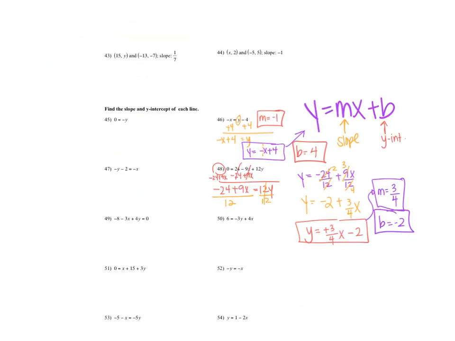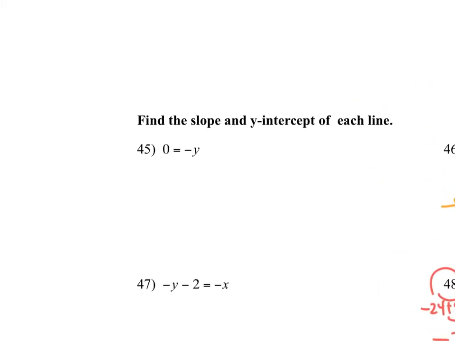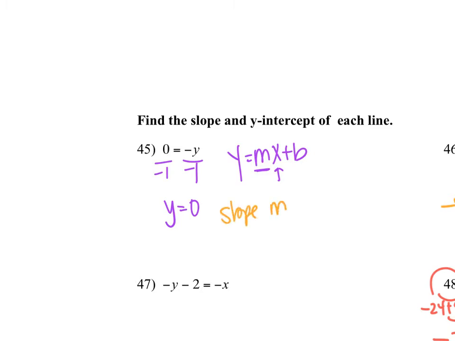So let's take a look at something that looks maybe like 45. So again, same thing. Let's try to make it into y equals mx plus b. So y is alone, but I'm going to divide by negative 1. So y is still equal to 0. So when I do that, mx plus b, is there a number in front of an x? Well, there is no x. So my slope, or my m, is going to equal 0. And my b is actually this 0 right here. So this would be my answer.